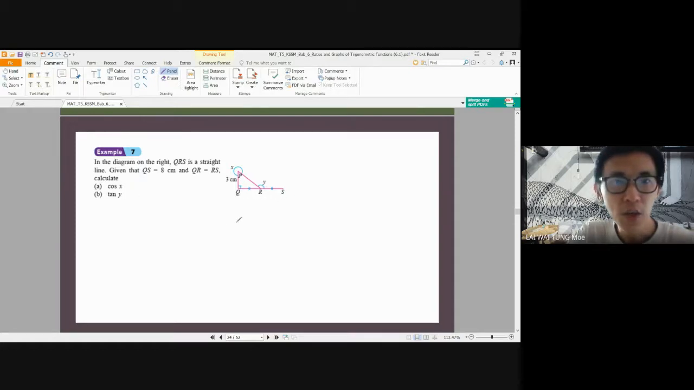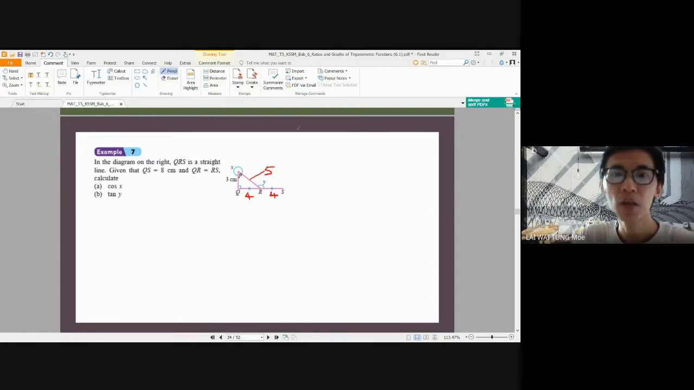Okay, so QS is 8. So if QS is 8 and here is the same length, we will know that here is 4 and here is 4, right? And then here is 3. This height is 3 for this triangle. And then you notice here is 90 degrees, so it means it's a right angle triangle. So using the Pythagoras theorem, we can know that the hypotenuse is actually equal to 5.